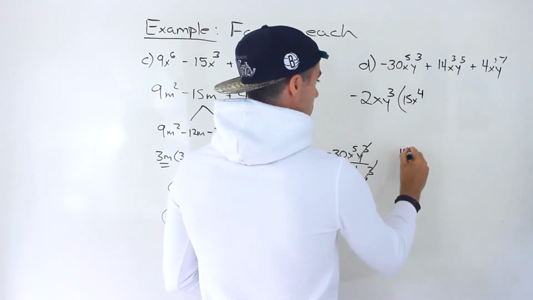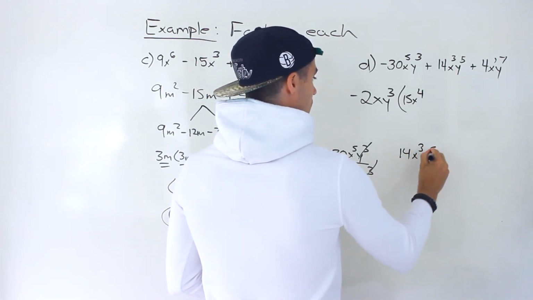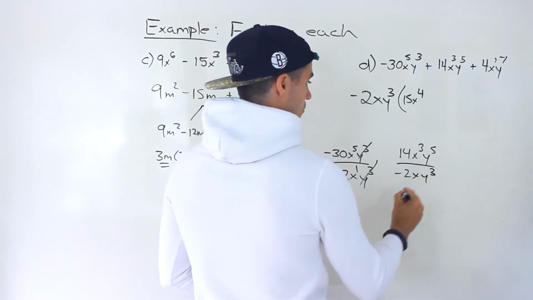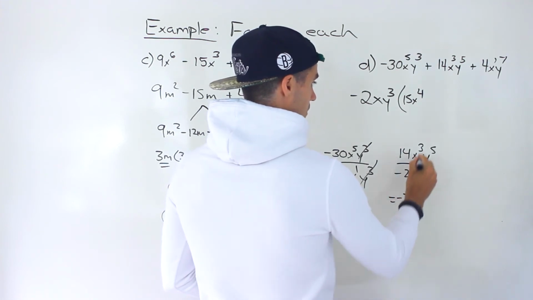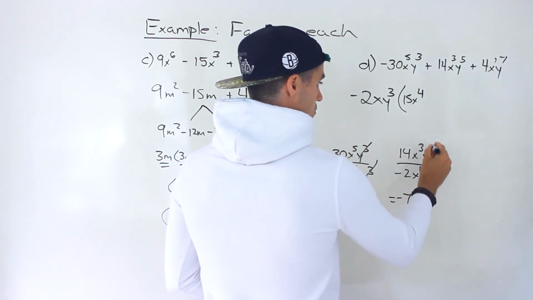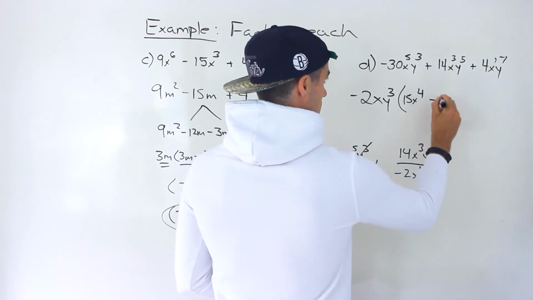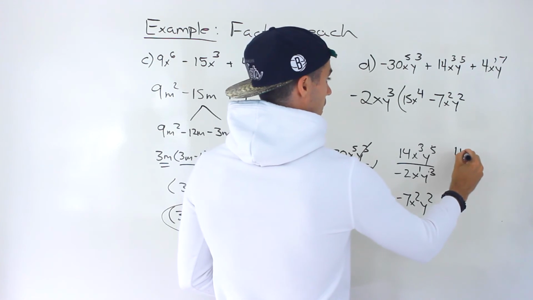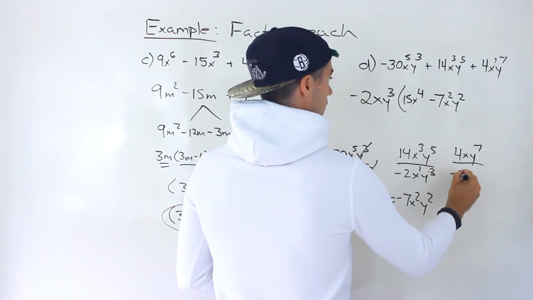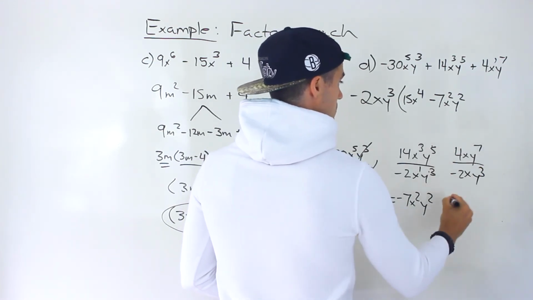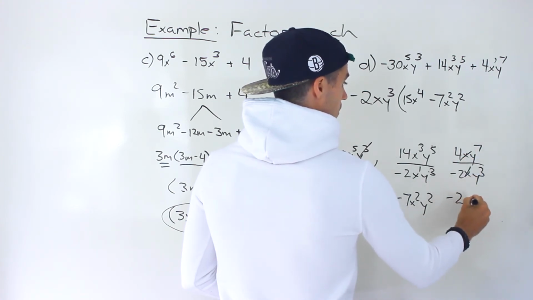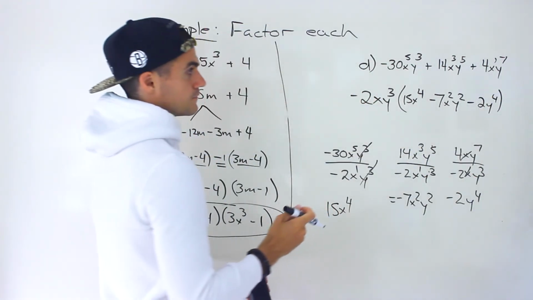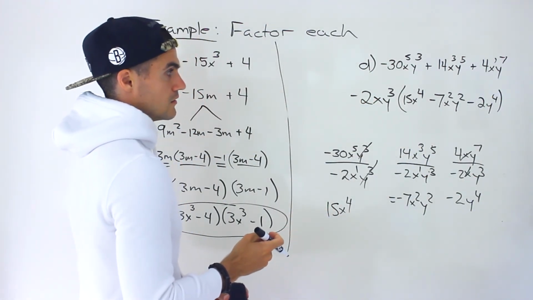And then we got the 14x to the 3, y to the 5 divided by negative 2x, y to the 3. So this would end up being negative 7. This would be x to the 2. This would be y to the 2. So we end up with minus 7x squared y squared. And then we'll have a 4x y to the 7 over negative 2x y to the 3. This would be negative 2. The x's cancel out. And we got a y to the 4. Like that. So we end up with that right there.